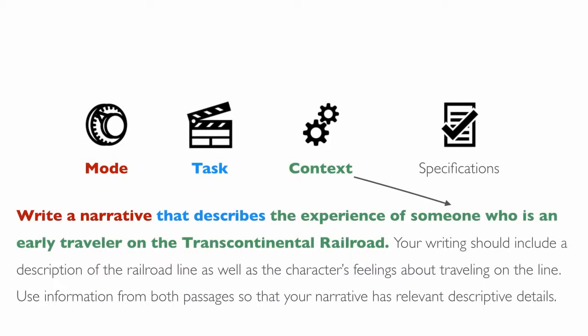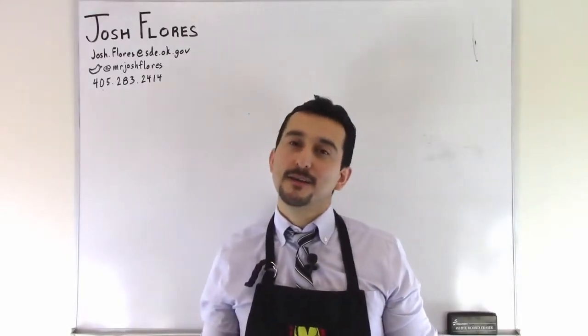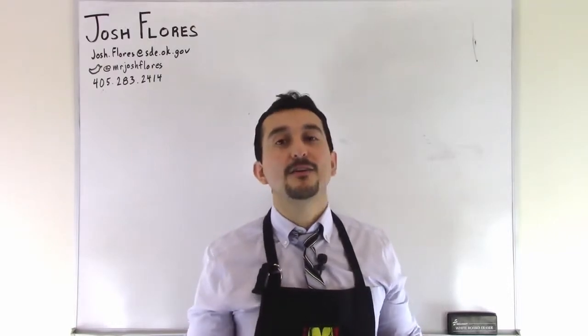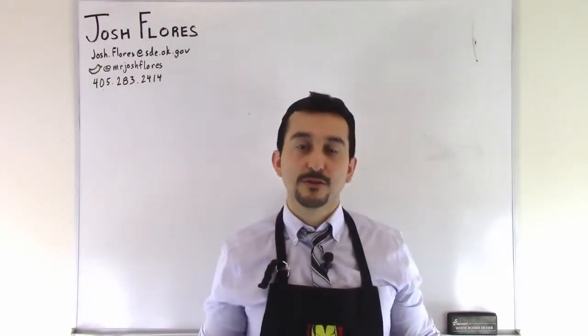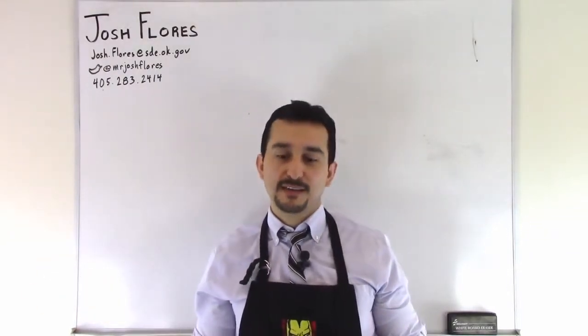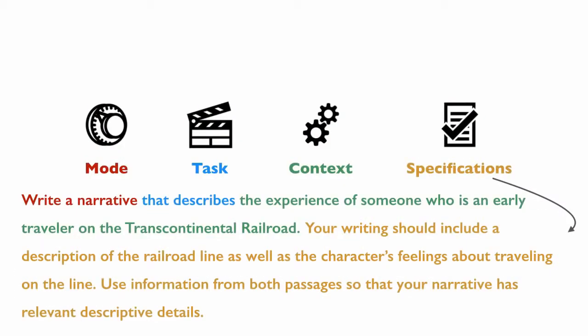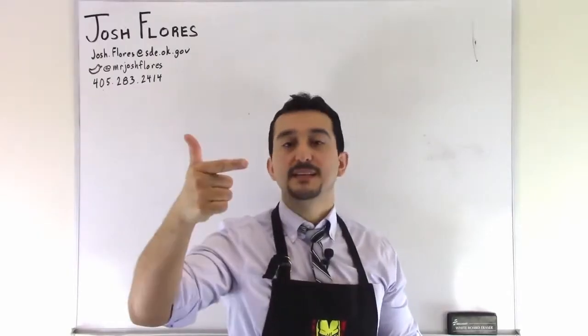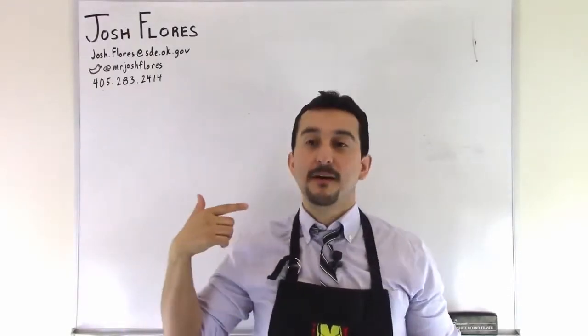And the context, wrapping, if you will, is that it's going to be the experience of someone who is an early traveler on the Transcontinental Railroad. But what if we're not familiar with the Transcontinental Railroad? Well, just like all good authors, we're going to go do some research taken from 2 specific passages, and the specifications that we must include: 1, a description of the railroad line, and 2, the character's feelings about traveling on the line. So that gives us some things to infer.